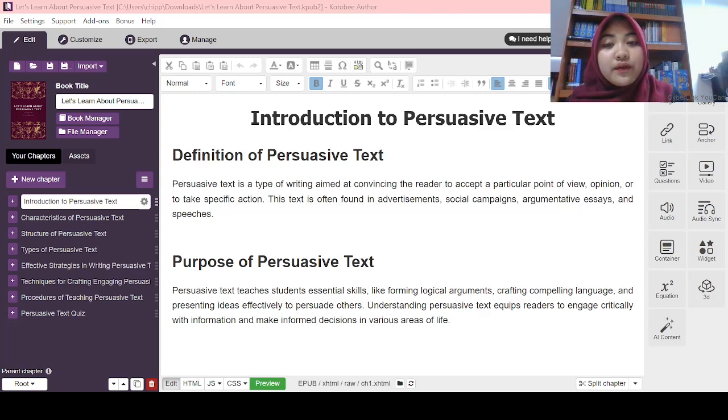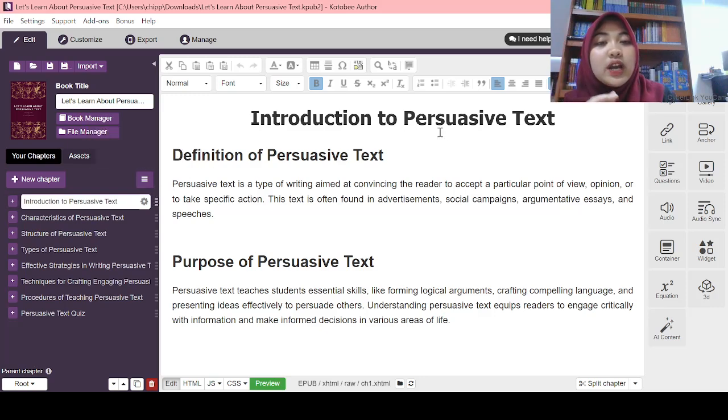Alright, so first let's look at the Kotobi digital book. The purpose of this book is to teach persuasive text writing. I designed this book so that it's easy for students to learn about persuasive text when learning English. As you can see, the book's title is Let's Learn About Persuasive Text. In chapter 1, there will be Introduction to Persuasive Text.